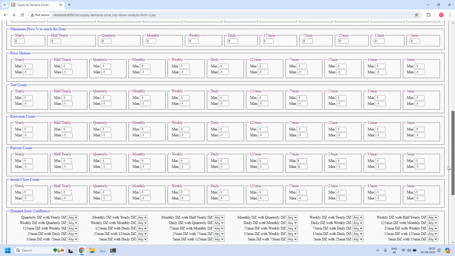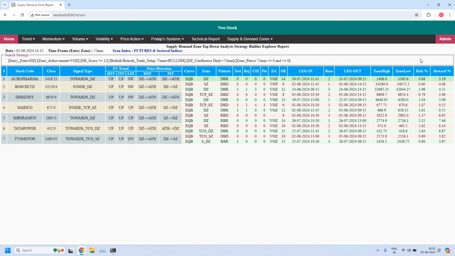So in demand zone confluence, 75 minute zone with daily. This is the one, 75 minutes demand zone with daily demand zone confluence. This is ITF confluence. So 7 stocks are having ITF confluence. So demand zone confluence daily plus 75 minutes.